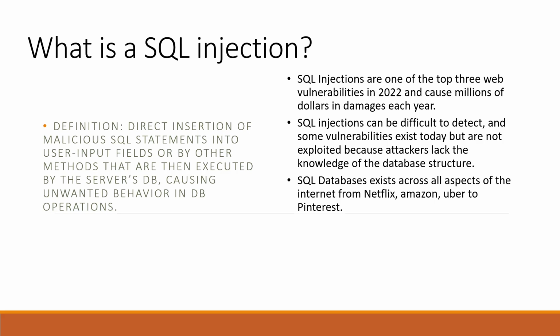So some of these just exist right now. It's just that attackers don't know the exact queries or what to do to get the database or whatever malicious attack they were trying to get across. SQL databases exist all across the internet, from Netflix and Amazon to Uber and Pinterest. They exist all over, and in the foreseeable future, they will continue to do so.